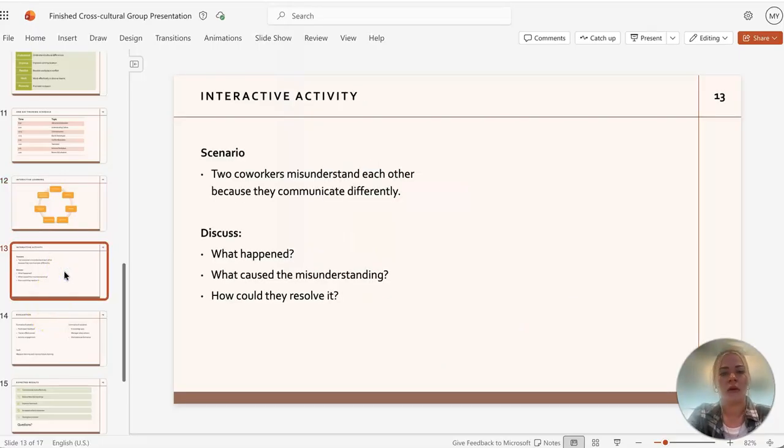Now we'd like everyone to imagine the scenario. Two coworkers misunderstand each other because they communicate differently. Take a moment to think about these three questions. What happened? What caused the misunderstanding? And how could they resolve it? This encourages employees to recognize how communication styles can differ and think about respectful ways to solve workplace conflicts. I'll give you guys a moment.